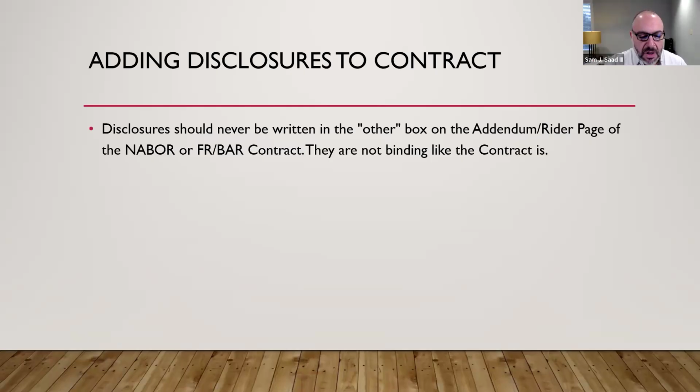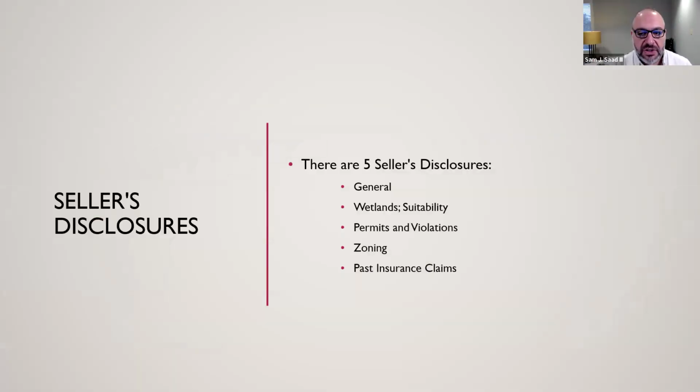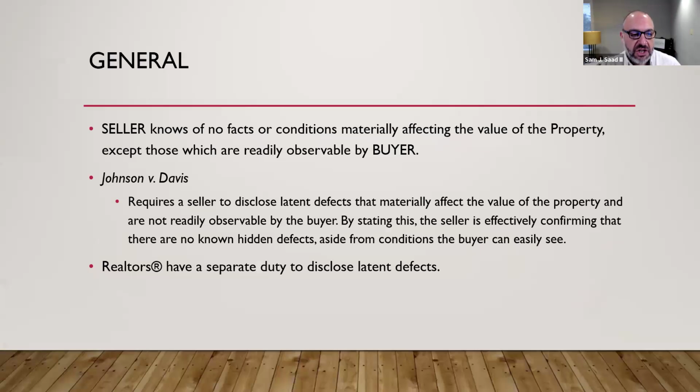Yes. Okay, let's get into the NABOR disclosures. There's a lot of them. We're going to go kind of quickly, but we're going to go through all of the mandatory seller's disclosures and advisements in the NABOR contract so you have a brief understanding of what they are. So there are 5 seller's disclosures: the general, the wetland, the permit violations, the zoning, the past insurance claims. Zooming in on each of them.